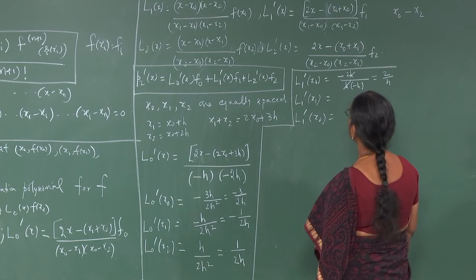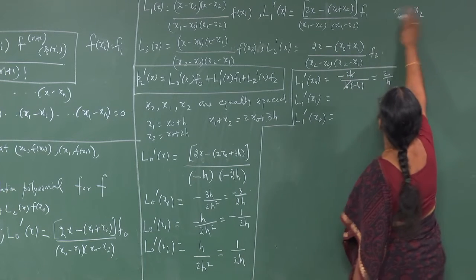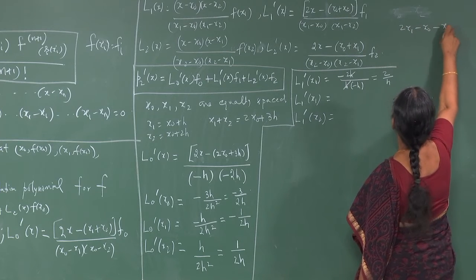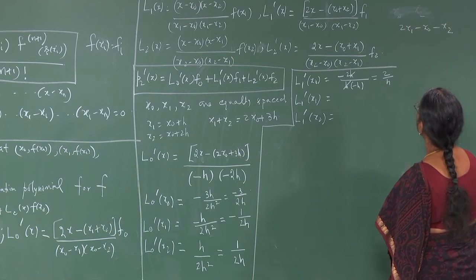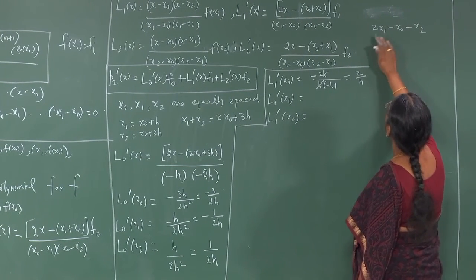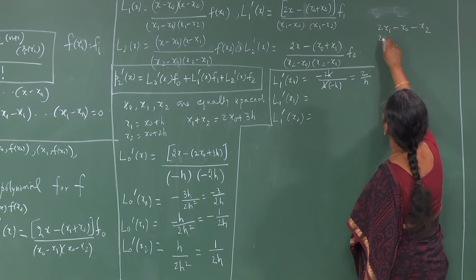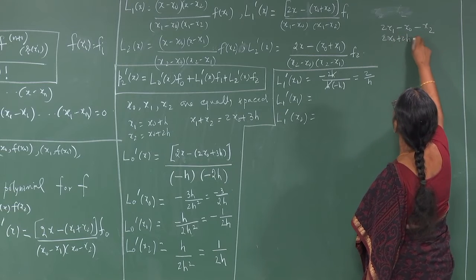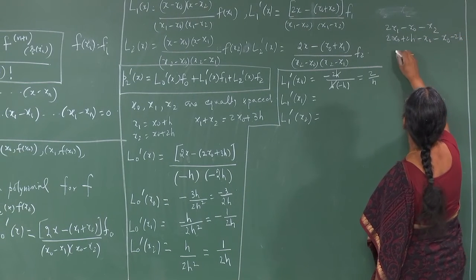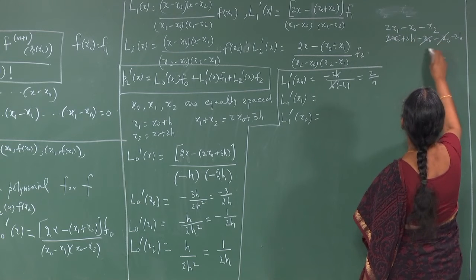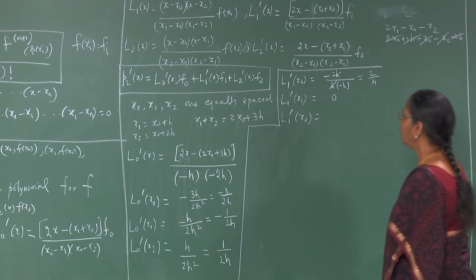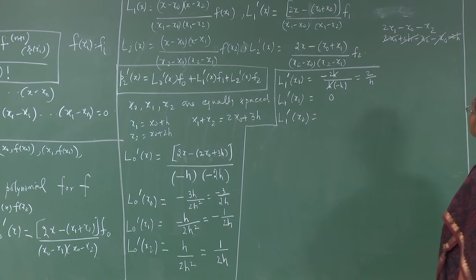What about L1 dashed at x1? It will be 2x1 minus x0 minus x2. So, 2x1 minus 2x1 is 2x0 plus 2h minus x0 minus x0 minus 2h. So, 2x0 cancels, 2h cancels. So, the numerator is 0. So, L1 dashed at x1 is 0.